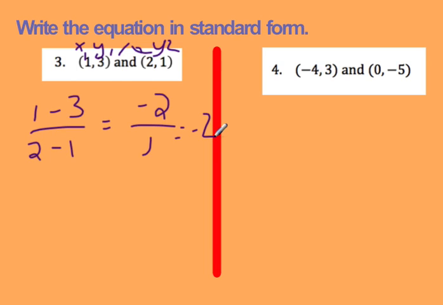Well, now I have a slope and points. So what I need to do next is put it in point-slope form, and that's going to look like this. That's where we set up our puzzle.